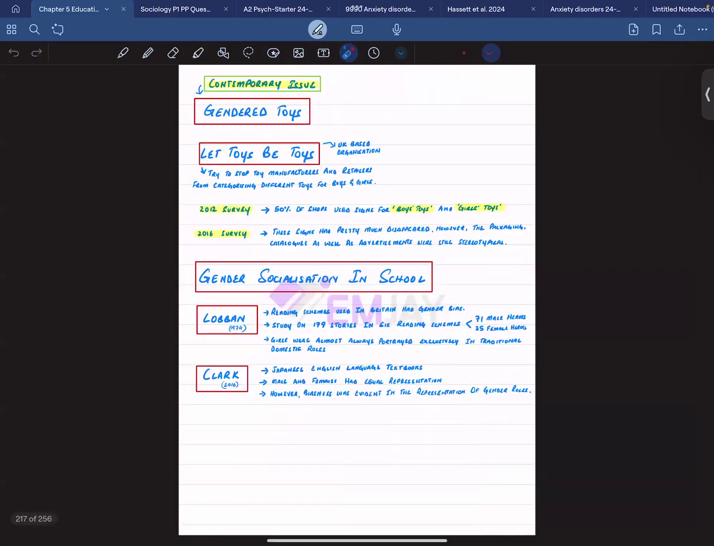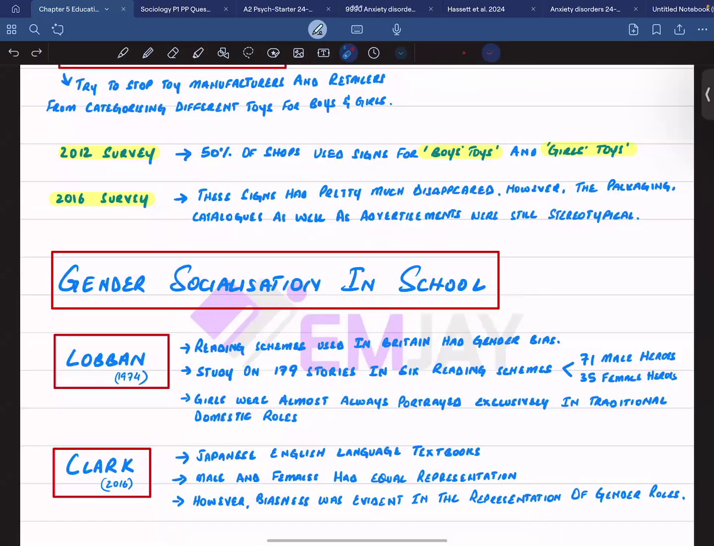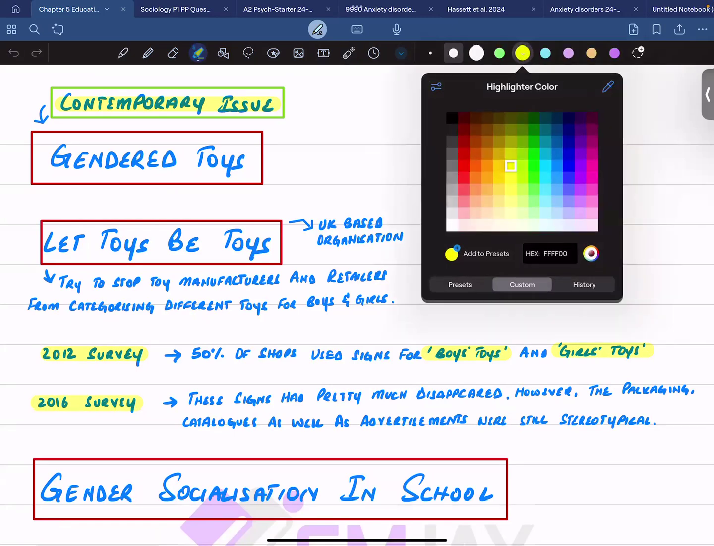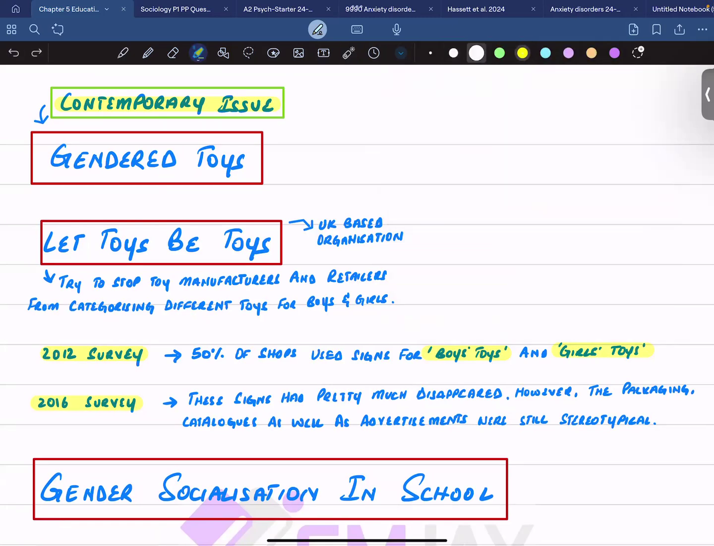Taking this a little further, I would like to discuss a contemporary issue that I really like. I mean, I like this organization, this name of this organization. It's a UK based organization, and the name of this organization is Let Toys Be Toys. Get the hint here. Let Toys Be Toys. Now, what do we mean when we say let toys be toys?